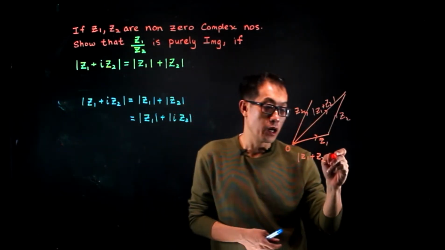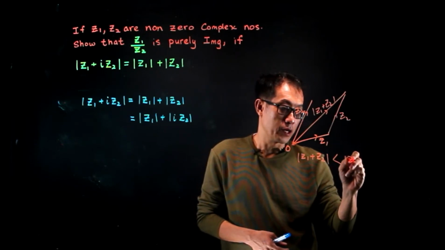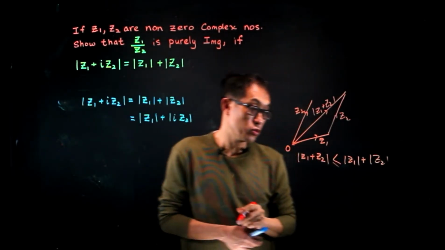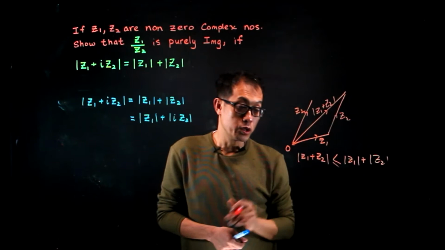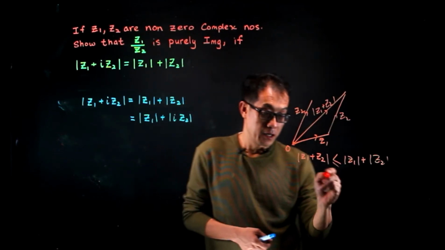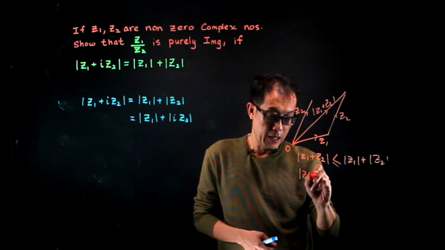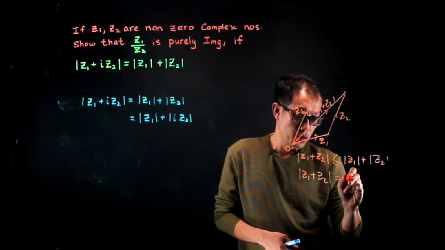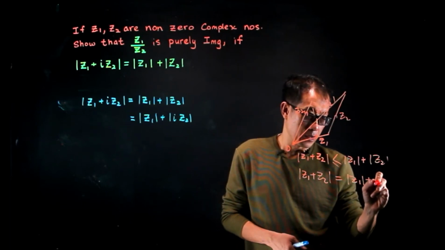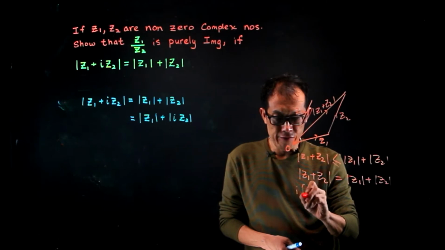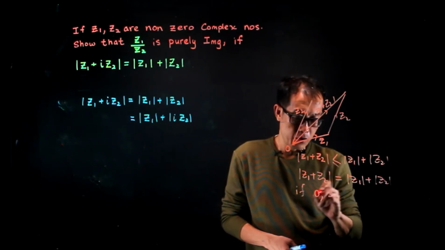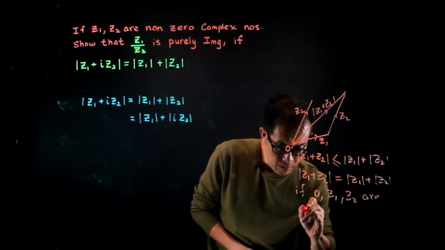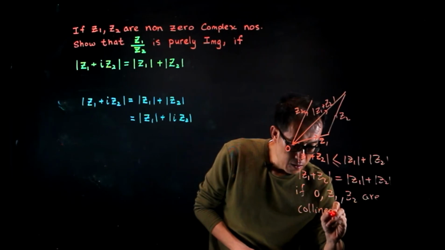will always be smaller than or equal to mod Z1 plus mod Z2. Now when will it be equal? Mod Z1 plus Z2 will be equal to mod Z1 plus mod Z2 if O, the origin, Z1 and Z2 are collinear.